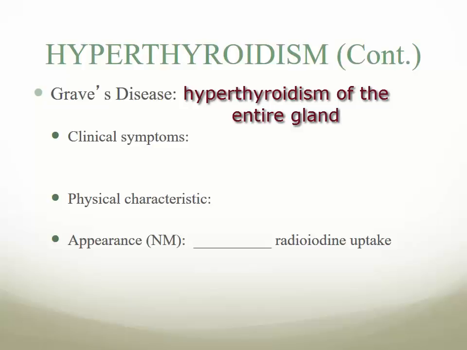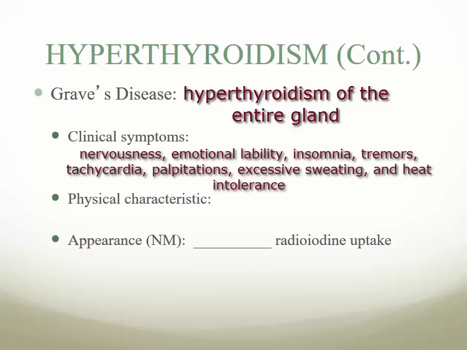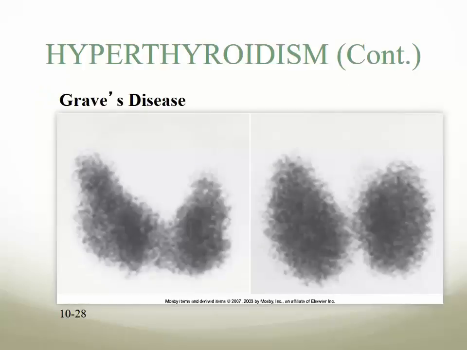The clinical symptoms include nervousness, emotional lability, an inability to sleep, tremors, tachycardia, palpitations, excessive sweating, and heat intolerance. Weight loss is common despite an increased appetite. The characteristic physical finding is exophthalmos, which is outward protrusion of the eyeball caused by edema in the tissues behind the eye. The appearance on nuclear medicine scan is a diffuse enlargement in the thyroid gland with increased radioiodine uptake. In these two scans of two patients with Graves' disease, you can see symmetrically enlarged thyroid glands with homogeneously increased iodine uptake.